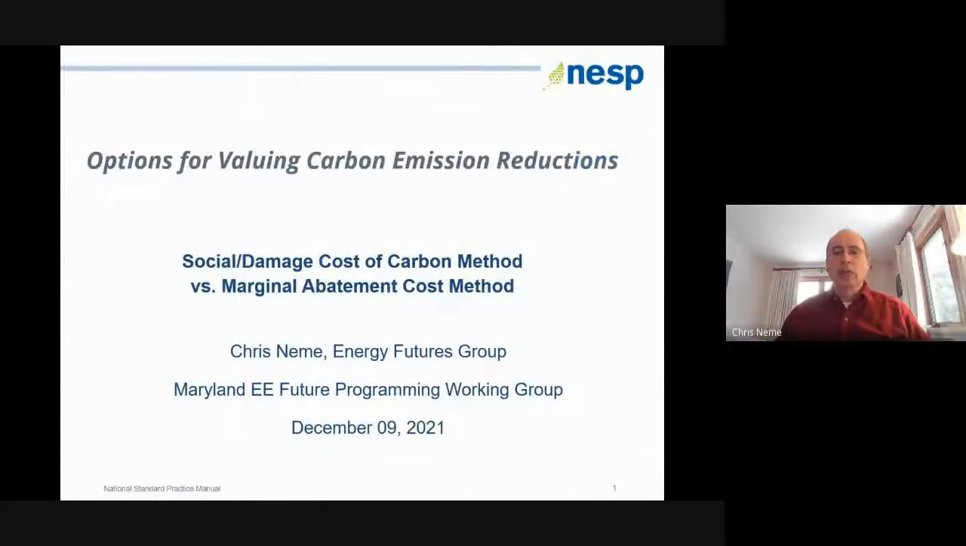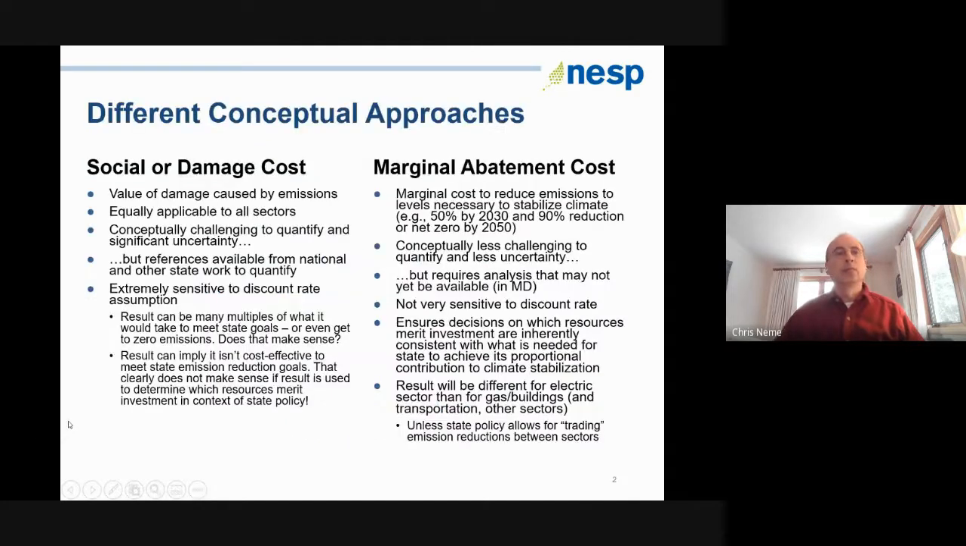Okay, so I just have a few slides that I'm going to share. The topic that I'm addressing is the choice between two different methods for evaluating reductions in carbon emissions: the social or damage cost method and the marginal abatement cost method. We talked about this a little bit before, but it's probably useful to do a quick summary of what the difference is between these two methods.